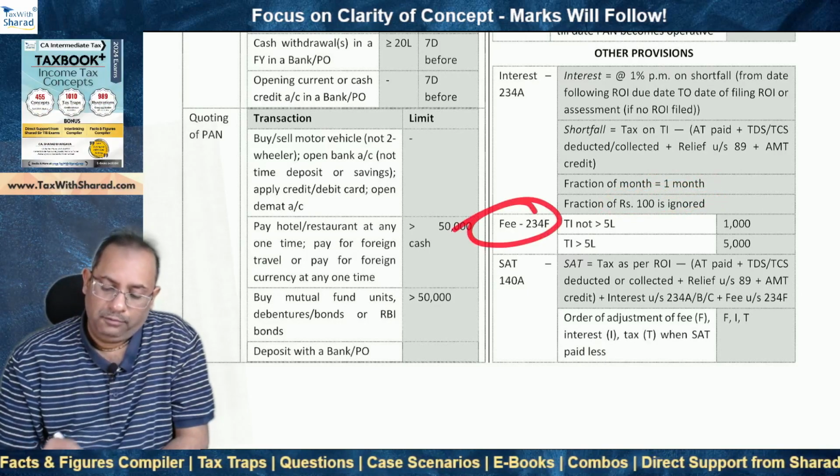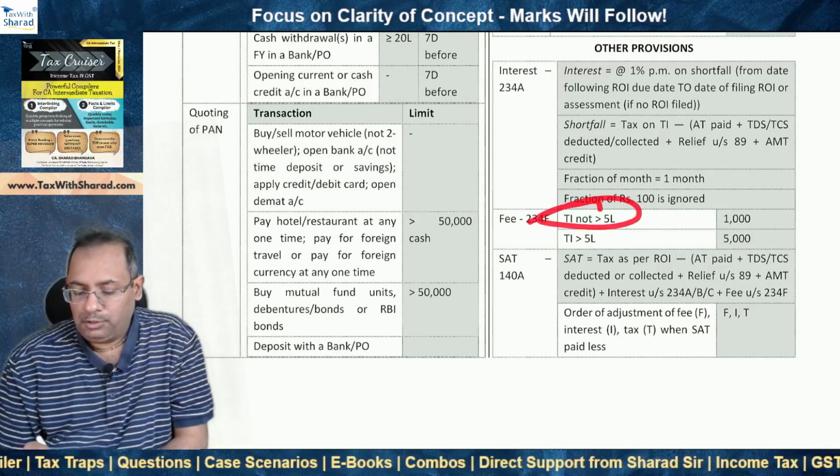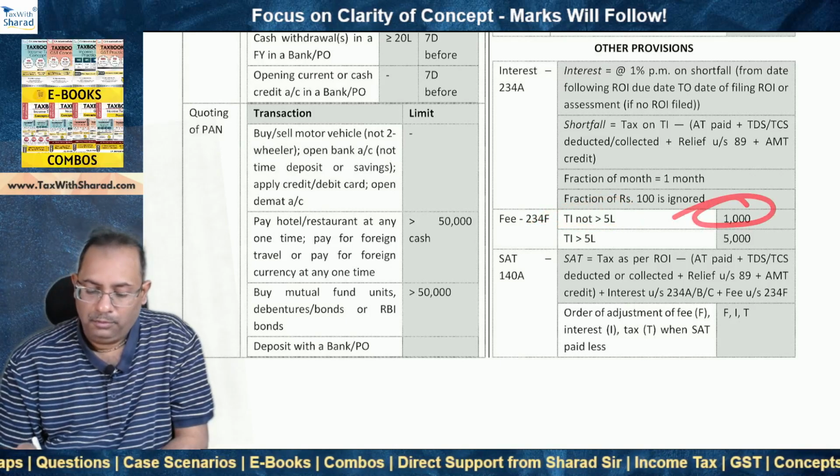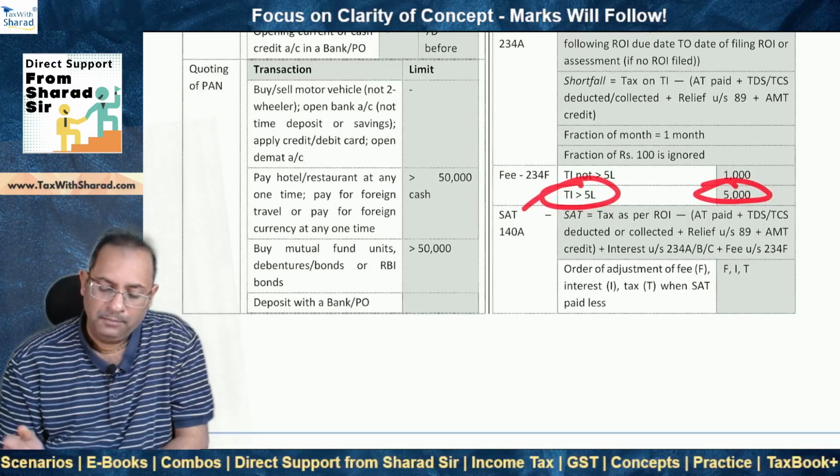Fees under section 234F is leviable for late filing of return. Where the total income is not more than 5 lakh, fees is 1,000 rupees. Where the total income is more than 5 lakh rupees, fees is 5,000 rupees.